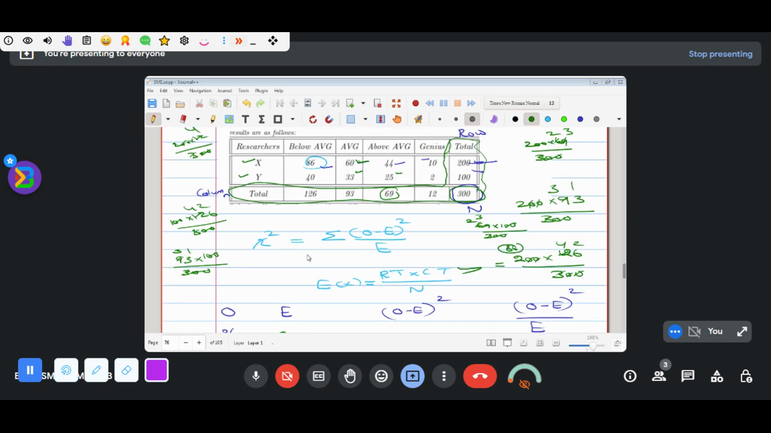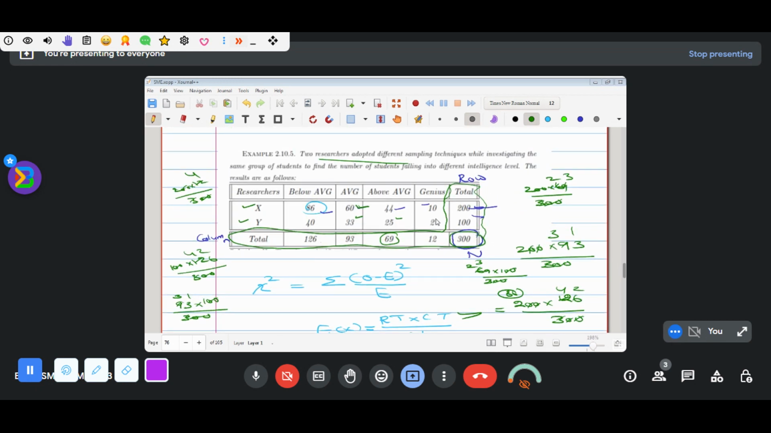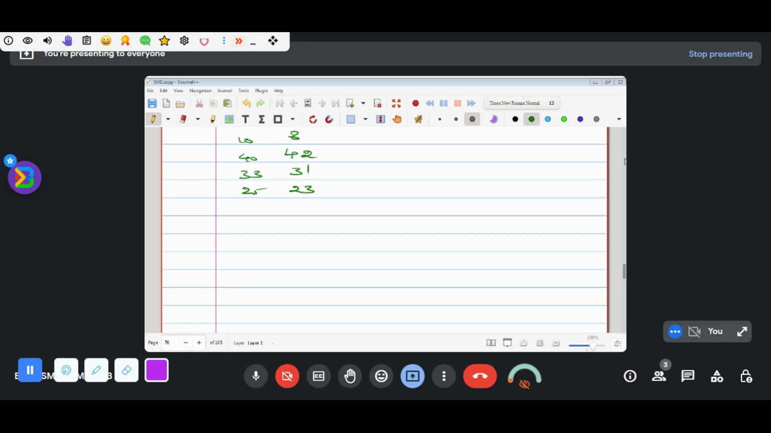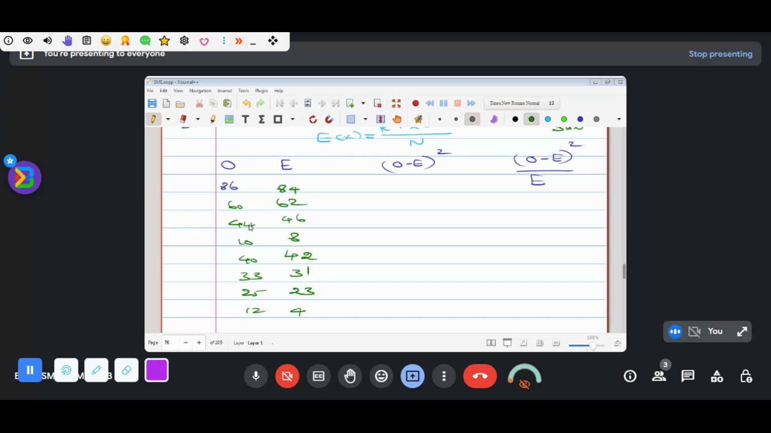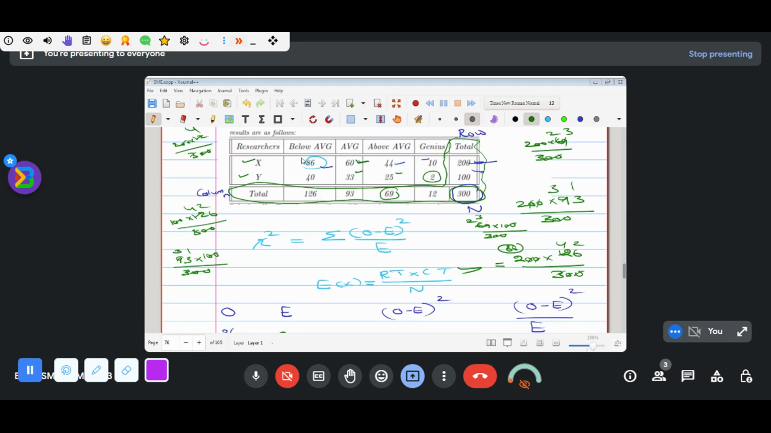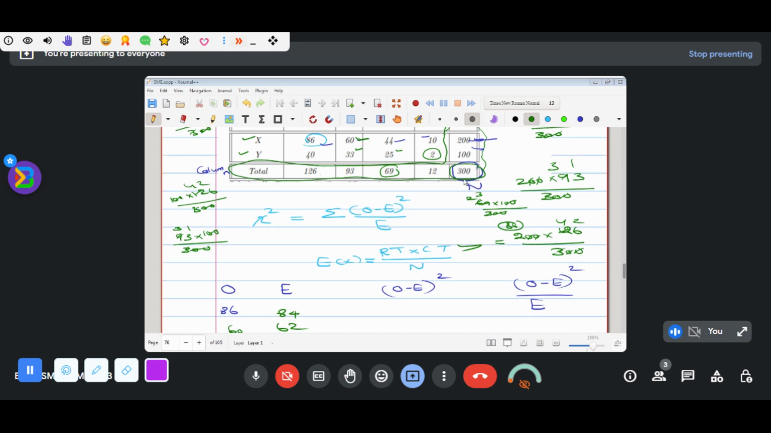So 20 is done, and the last calculation is the expected value for 2. That is 12 into 100 divided by 300. The double zero cancels, 3 into 12 is 4, and 1 into 4 is 4 only. Therefore, the expected value for 2 is 4. This is the basic calculation. How many values are there? 1, 2, 3, 4, 5, 6, 7, 8. Okay, all 8 expected values are done.